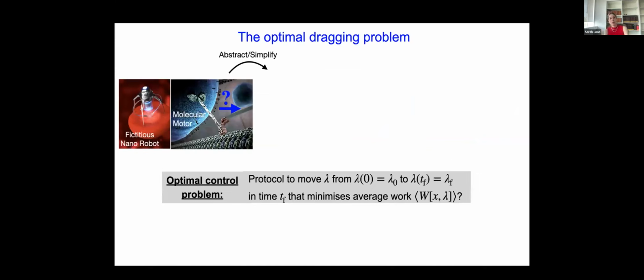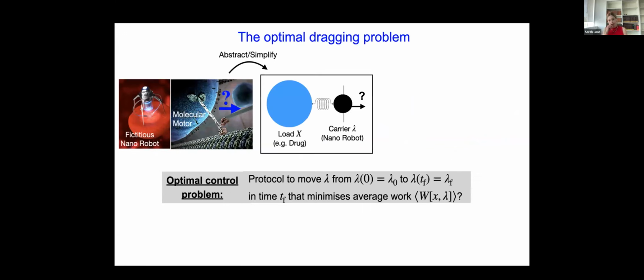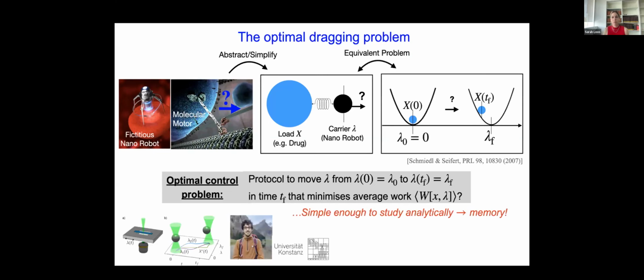Okay, so what is the problem that I'm now going to present? We were inspired here by, for example, a molecular motor that transports a load from A to B. But this is, of course, way too complicated. We want to have a minimal model that we can solve analytically. So we are thinking about a simple carrier that is harmonically connected to a load. And the task is now to transport the carrier from A to B in a finite time such that the overall work is minimized. And this problem is equivalent to having a particle in a trap.